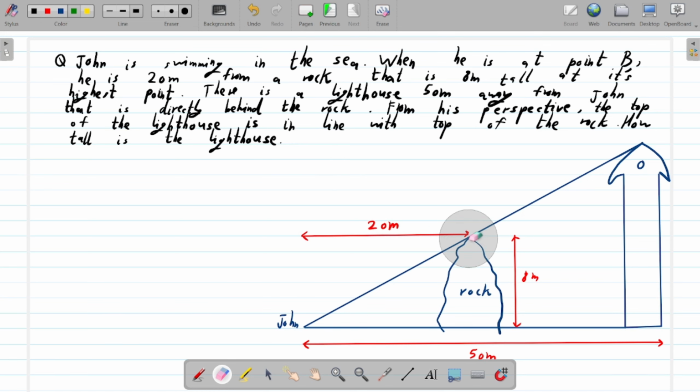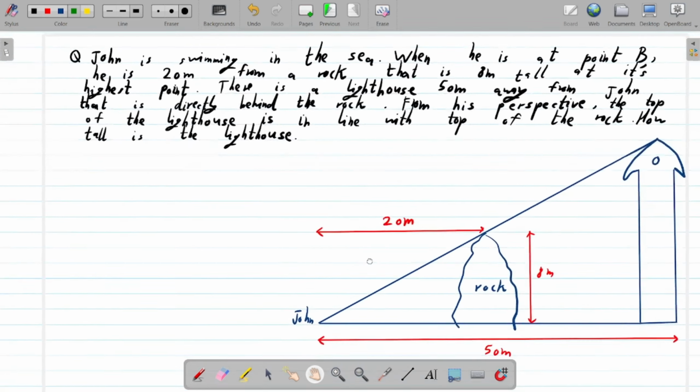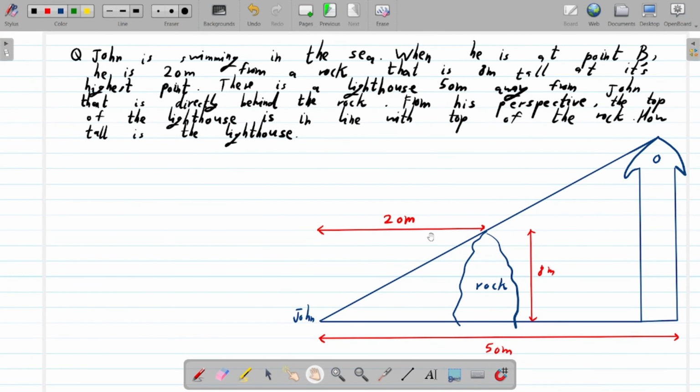From his perspective, the top of the lighthouse is in line with the top of the rock. That means if you're John and you're seeing the rock, you are seeing that this and this are in line because this one is closer to you, but that one's a bit far from you. This one is taller, but this one is closer, that's why it seems in line with it. How tall is the lighthouse? Now, what's this got to do with similarity? For similarity, we're gonna have to use the concept to find out the height of the lighthouse.